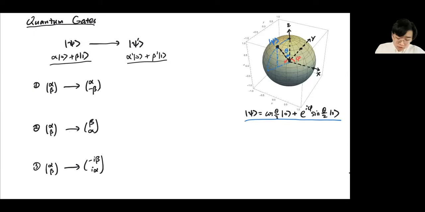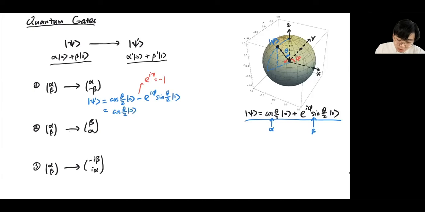First example, we want to map from alpha, beta to alpha, minus beta. So in this Bloch sphere representation, alpha is cosine theta over 2, beta is e to the i phi sine theta over 2. So we can write down this output state as this. Because we know that e to the i pi is minus 1, we can rewrite this quantum state now as cosine theta over 2 |0> plus e to the i (pi plus phi) sine theta over 2 |1>.